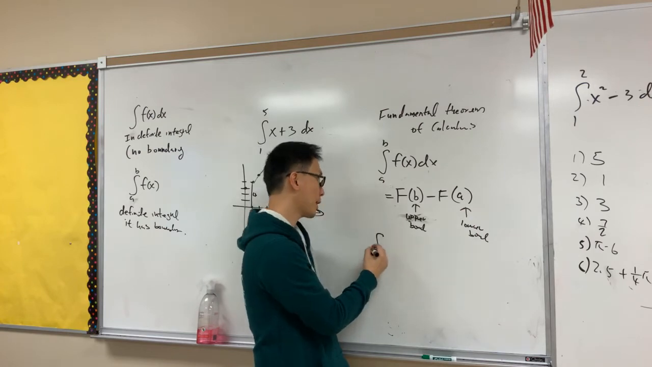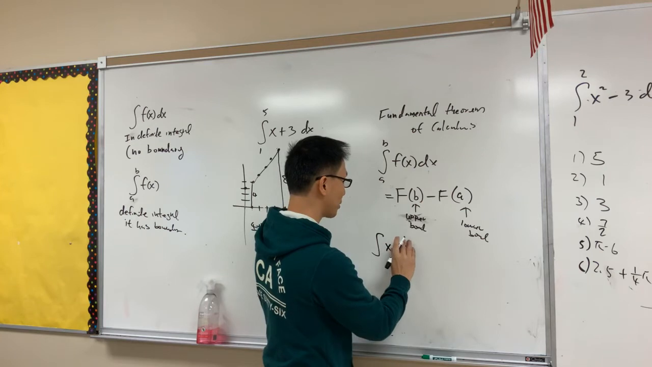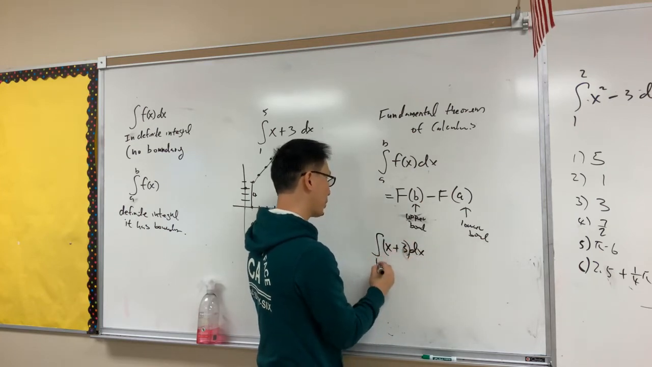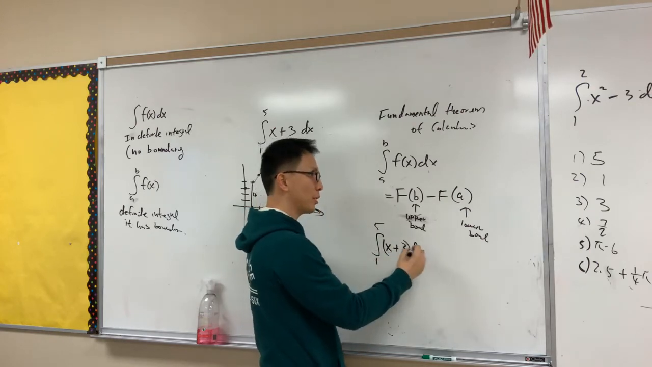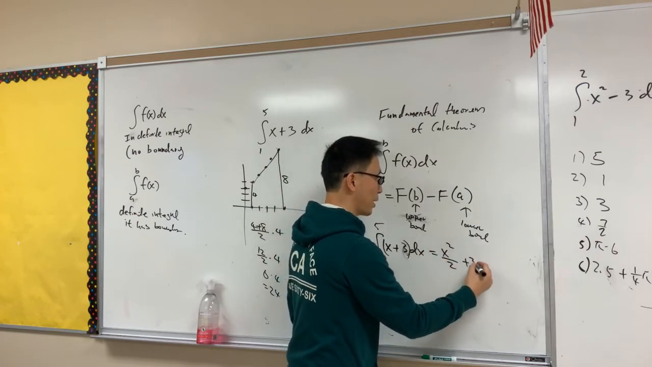So in this case, I'm going to use the same way. So let's say x plus 3 dx, okay, between 1 to 5. I'm going to take an integral of this. What's the integral of this? x squared over 2 plus 3x, right?